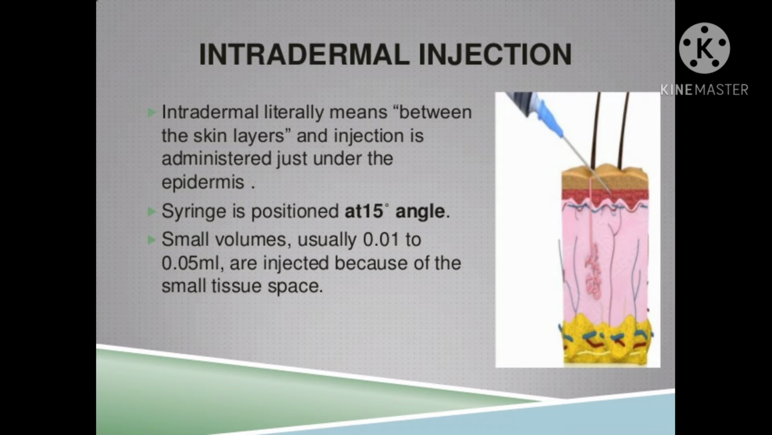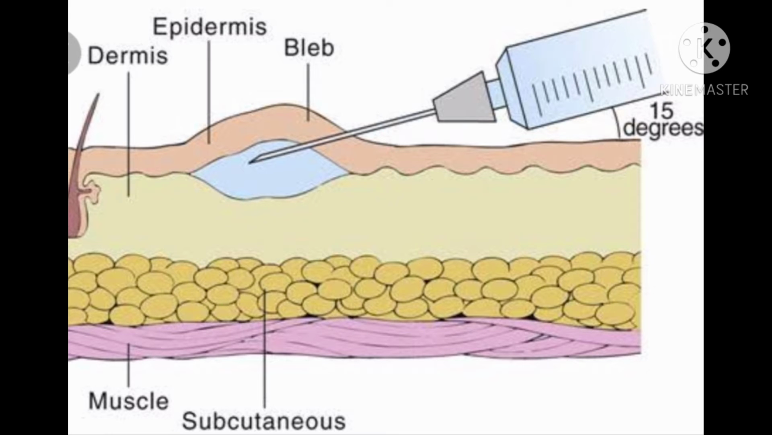Now we will see what the meaning of intradermal is. Intra means between the skin layers, and dermal, that means the injection is administered just under the epidermis or into the dermis layer. The syringe is positioned at a 15-degree angle whenever we give the intradermal injection, and the volume given is small, usually 0.01 to 0.05 ml, because of the small tissue space there. Now we will see the correct technique of intradermal injection. So first, the tip of the needle can be seen directly beneath the surface of the skin.